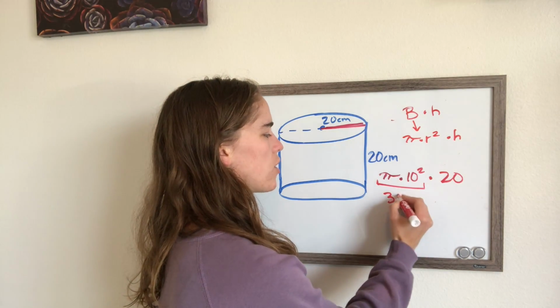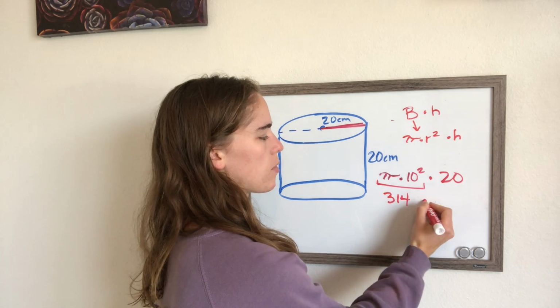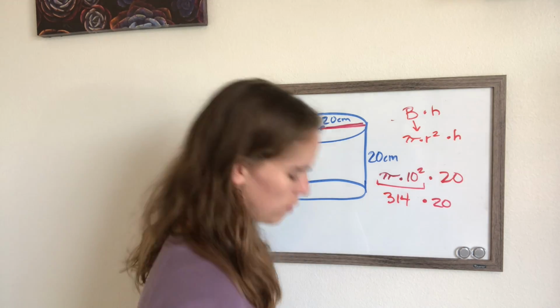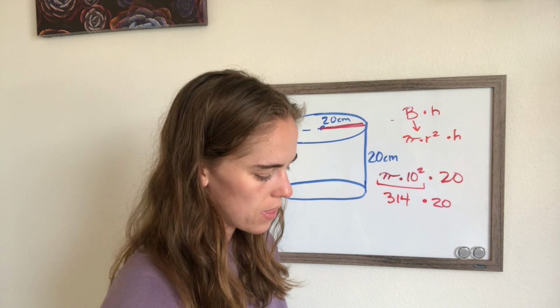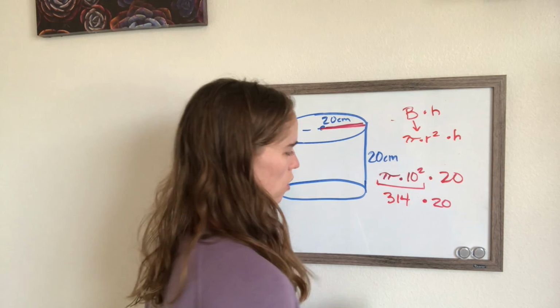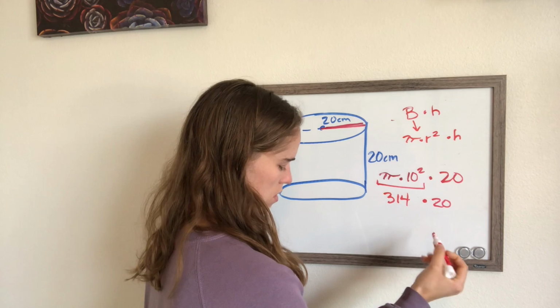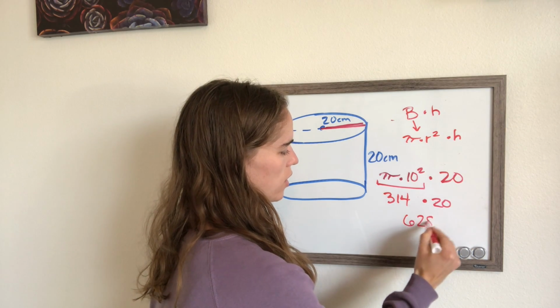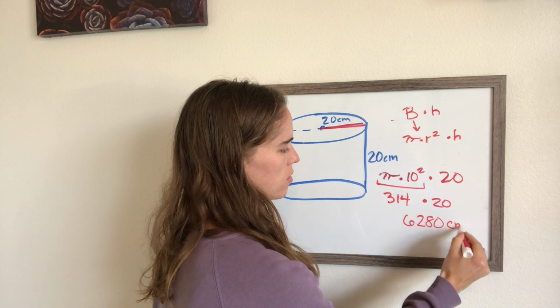That's going to be 314, and then I'm going to multiply it by 20. Let me plug it in my calculator, and I get a total of 6,280 centimeters cubed.